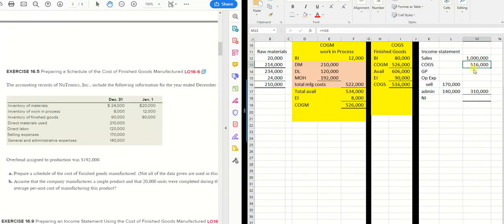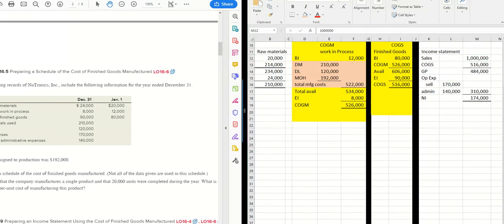then I could figure out my gross profit, which is sales minus cost of goods sold. It's gross profit minus my operating expenses gives me net income. But again, I made that number up, so don't go looking for that data. Okay, so A, prepare a schedule of finished goods manufactured.